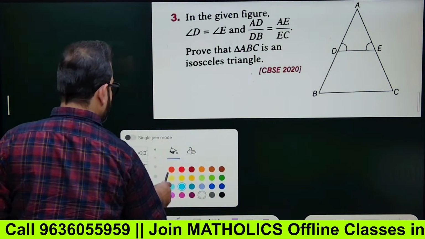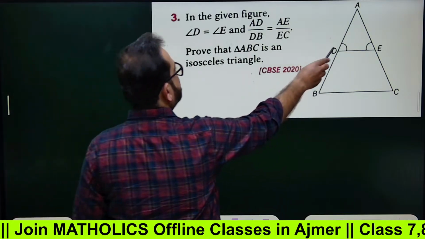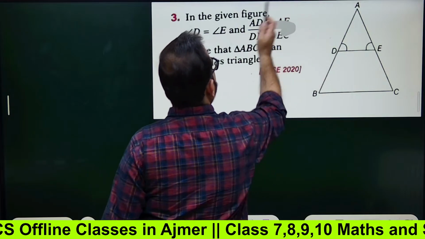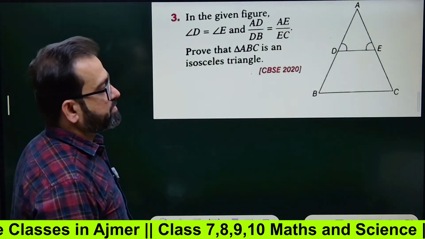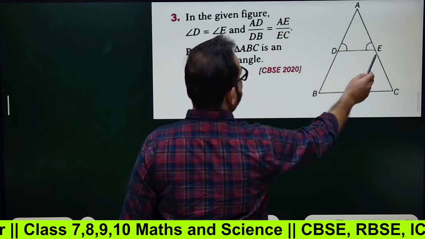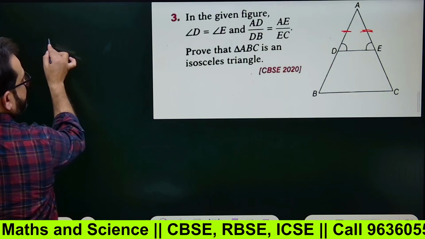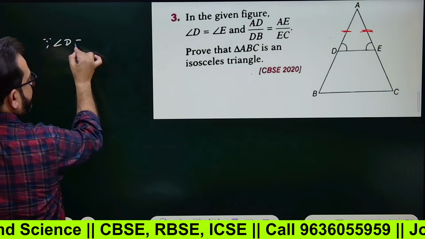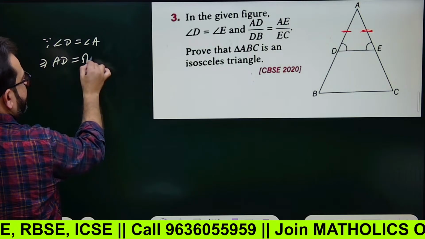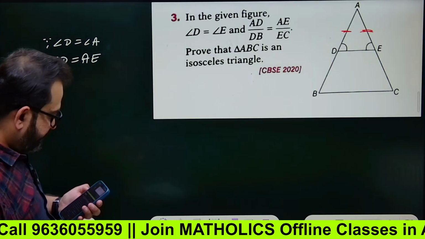See, in the given figure, angle D equals angle E, and AD upon DB equals AE upon EC. Next, prove that triangle ABC is an isosceles triangle. Angle D equals angle E. It implies what? This side equals this side. Because angle D equals angle E, it implies AD equals AE. Yes or no?